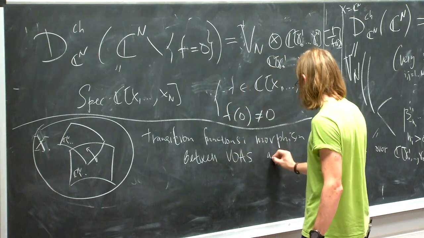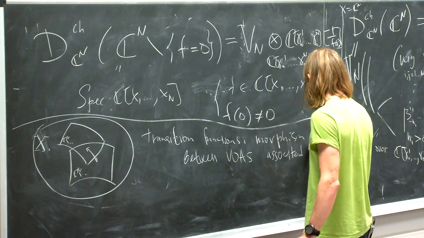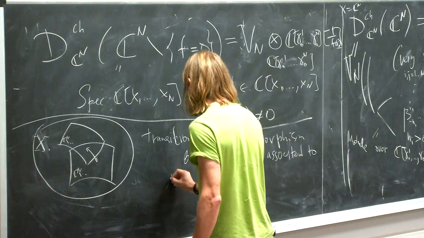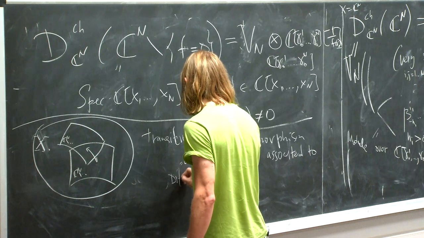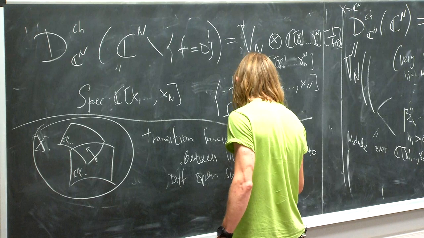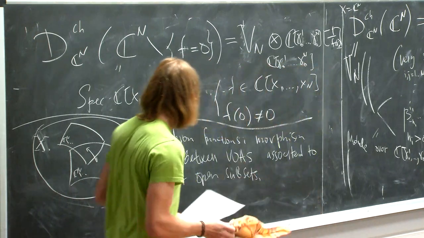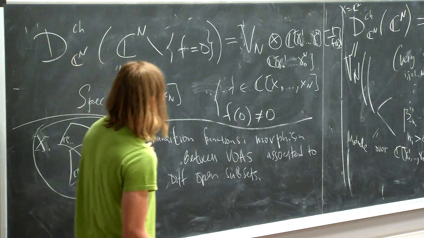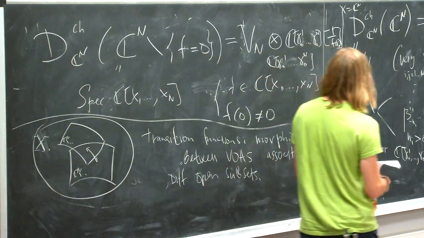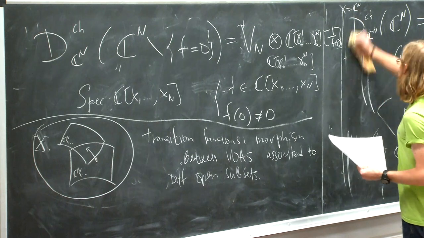The transition functions are morphisms between VOAs associated to different open subsets. And these morphisms are defined as follows.